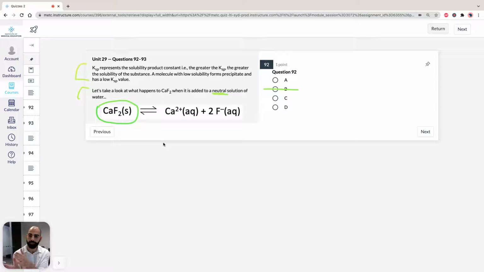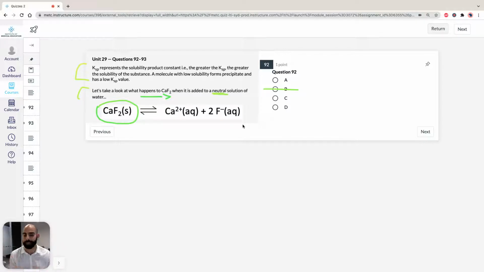We're trying to shift this reaction to the right, because if we shift the reaction to the right, we're going to have less precipitate, so less calcium fluoride solid, and we're going to have more in the solution. It's going to be more soluble, because that's what the question is asking, which solution is going to be more soluble. So let's think about it.